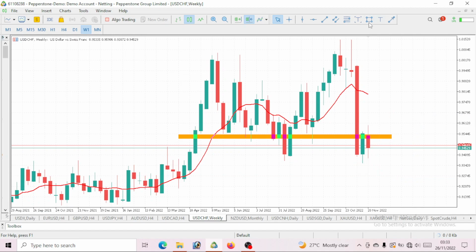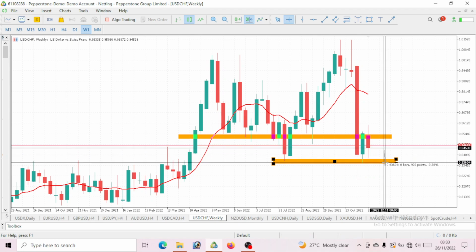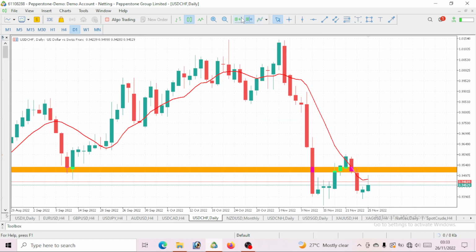So if you can have this drop to take out this candlestick wick here, which should be giving us about 92 pips for this week. If you can grab that, I think that would be enough. And you can see this price below the 10 period moving average. So USD Swiss franc bearish.